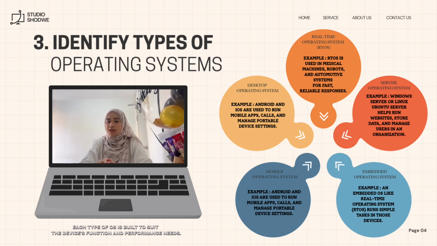Last but not least, real-time operating system (RTOS), used in systems that require immediate processing. For example, RTOS is used in medical machines, robots, and automotive systems for fast, reliable response. Each type of OS is built to suit the device, function, and performance needs.